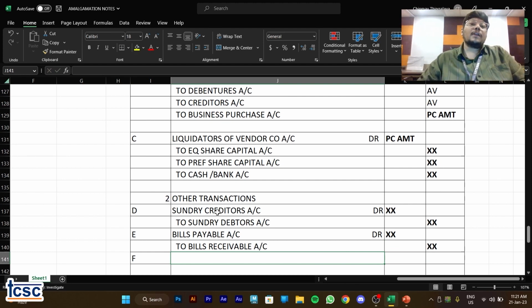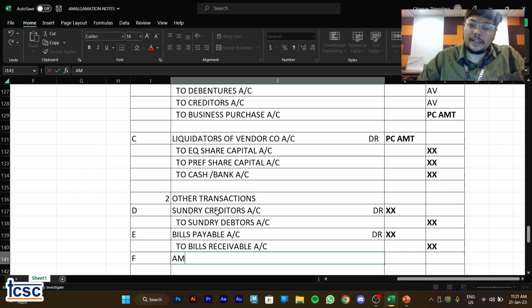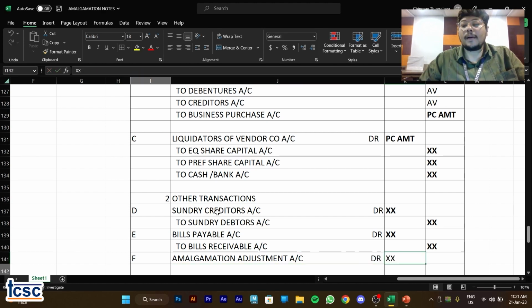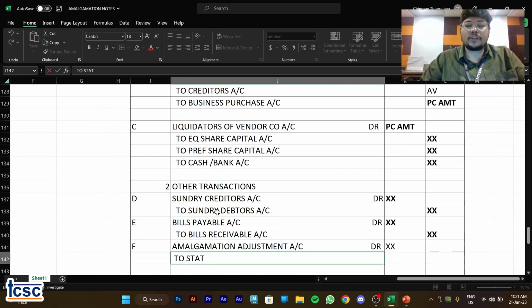Then the last and very important and silent journal entry is the statutory reserve, which we need to carry forward in the books. So it has to be passed through amalgamation adjustment account. So amalgamation adjustment account debit to statutory reserve account.